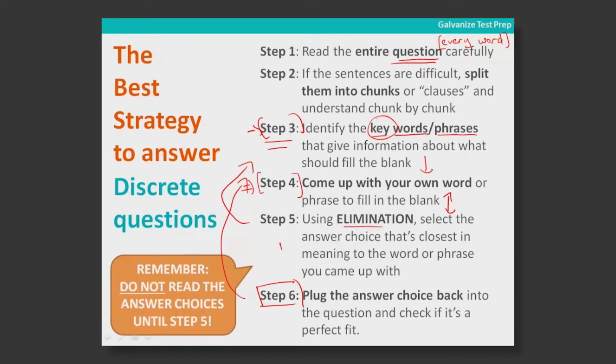It's important that you do not read the answer choices until step 5. If you read them beforehand, they will confuse you. They will affect how you have read the sentence. Please don't read answer choices until step 5.